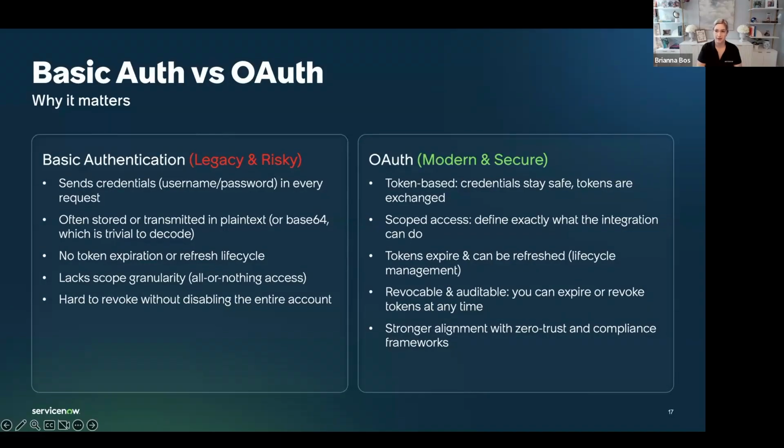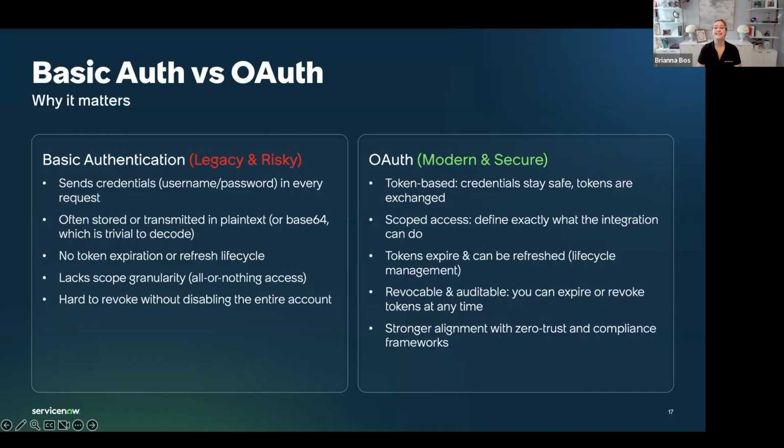So I talked about basic auth and OAuth. Basic auth might feel simple and familiar, but if you aren't aware, it's a bit outdated and risky. What it does is it sends the usernames and passwords in every single request. And this is often either plain text or really easily decoded formats. There's no tokens that expire, there's no scoping, and revoking access means that you've disabled the entire account. It's all or nothing, and this creates a lot of hidden risk.